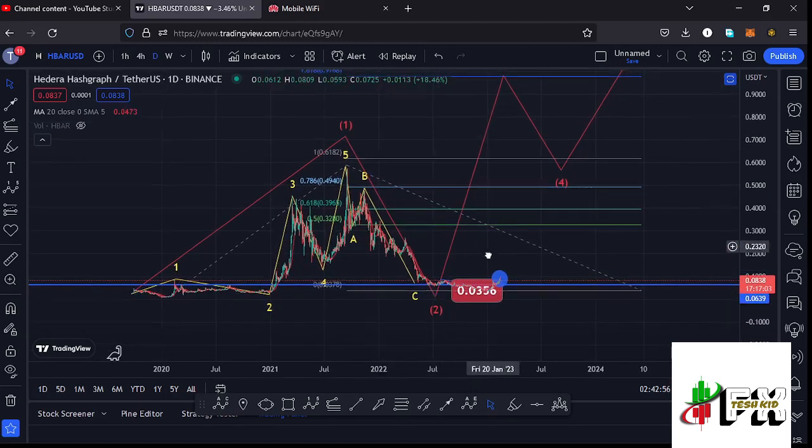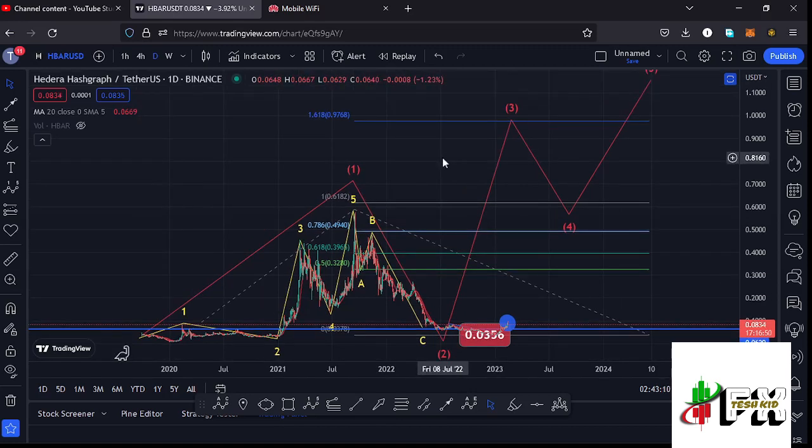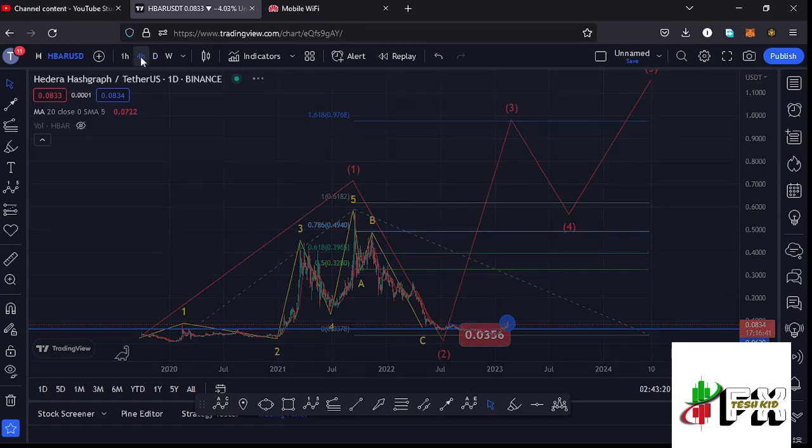And after seeing the formation of a second wave, what we expect on the long-term scenarios is a bounce to the upside in the formation of that wave 3, where I have a minimum target area to the upside in the formation of that wave 3 at the Fib level 1.618, and that is at around the $0.9768 mark, and that is the minimum that I'm expecting Hbar to do on the long-term scenarios.